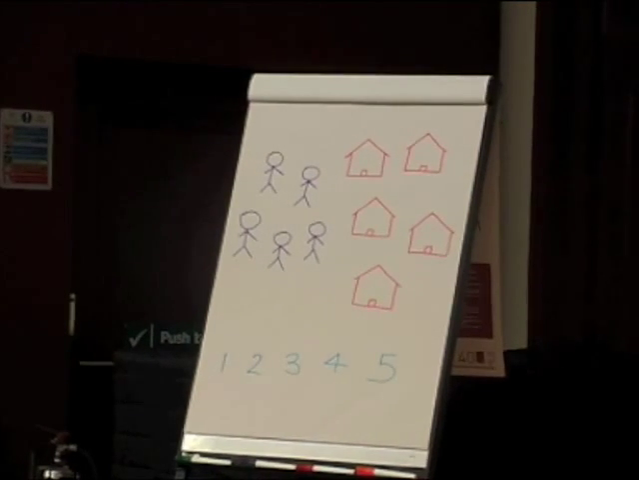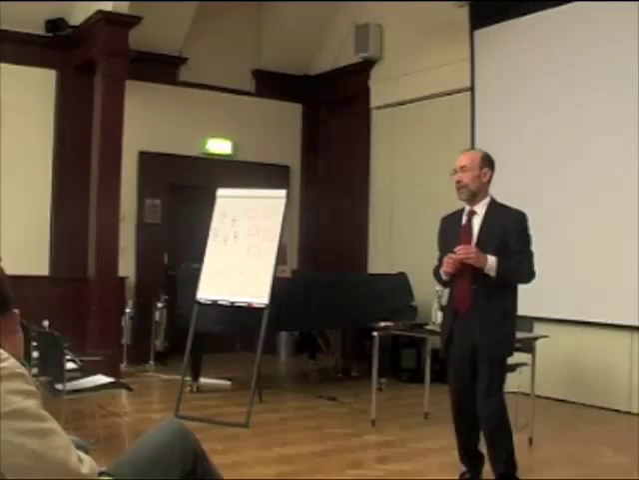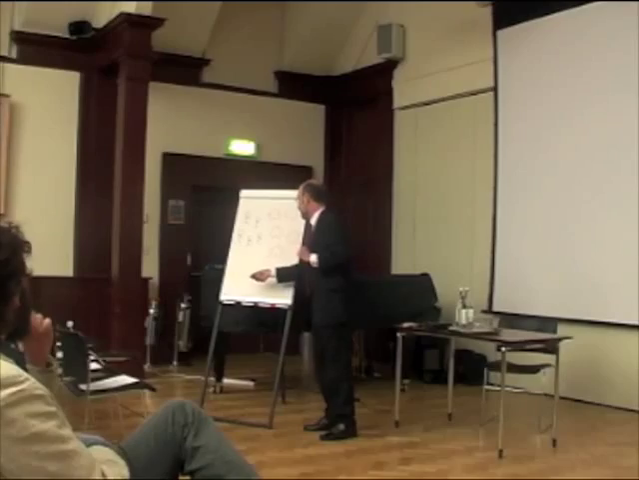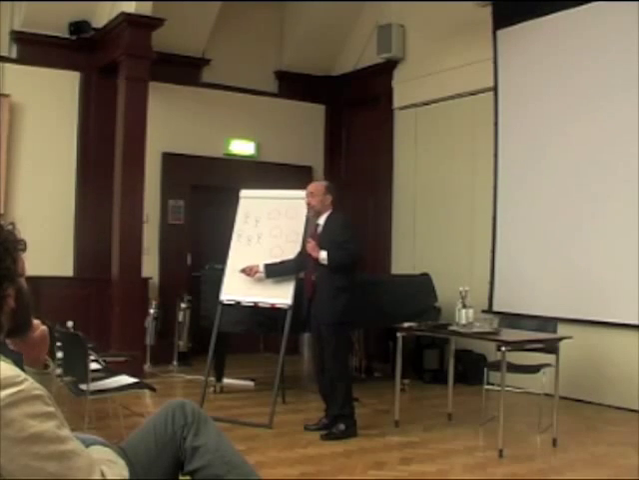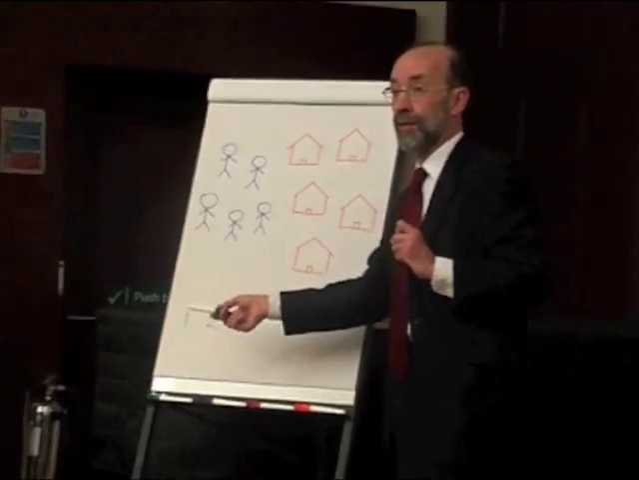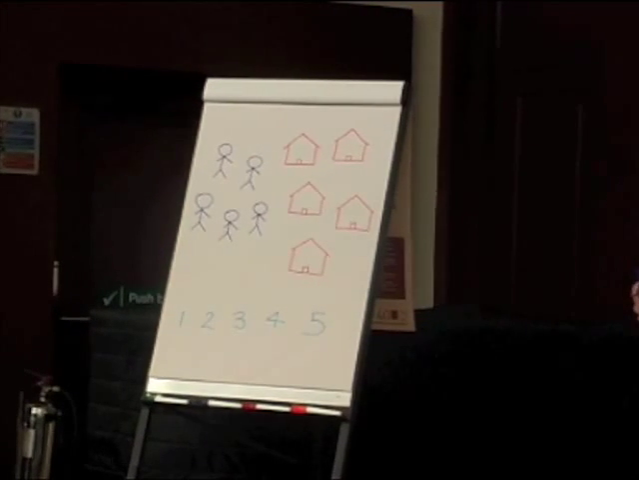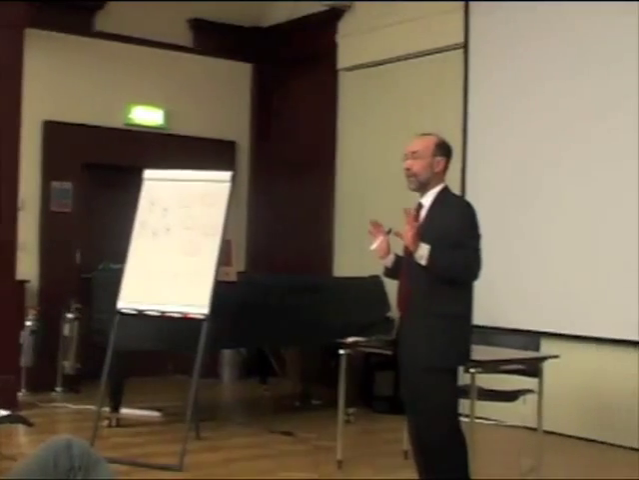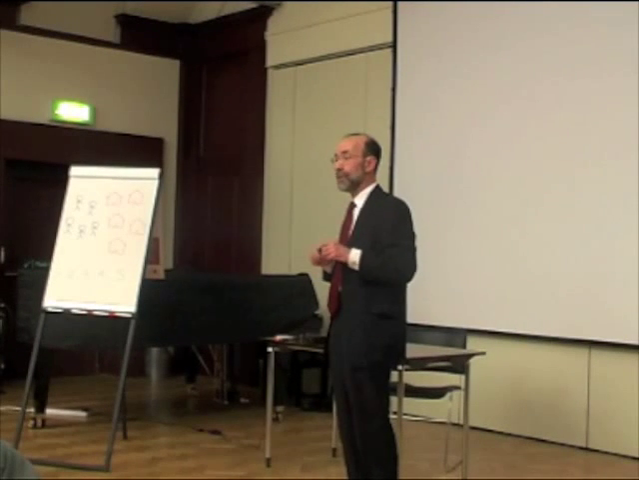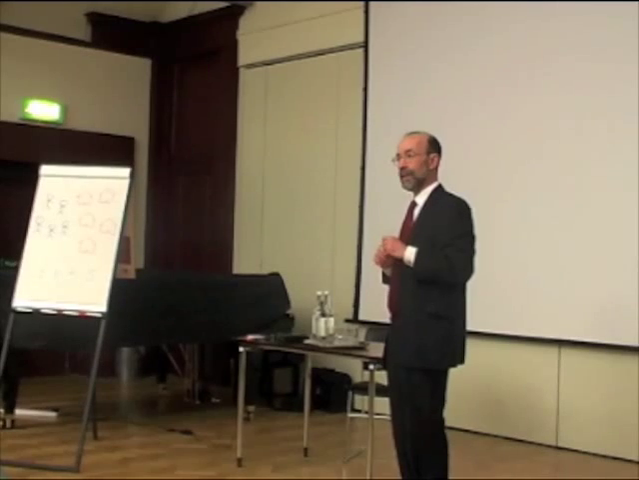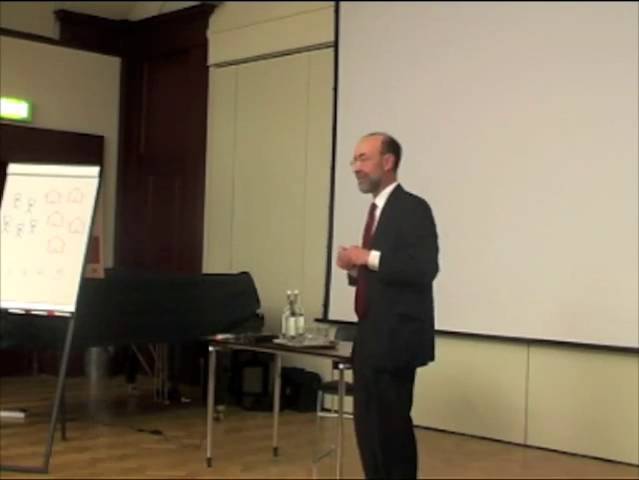So what we're saying when we say that there are five of each is that there are just as many men as there are positive integers from 1 to 5, and that there are just as many houses as there are positive integers from 1 to 5. And that's absolutely fine. That is a way of determining the answer to the original question. But if you think about it, it's a circuitous way of determining the answer to the original question.